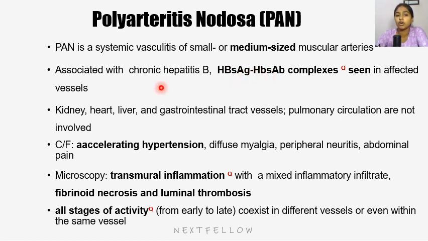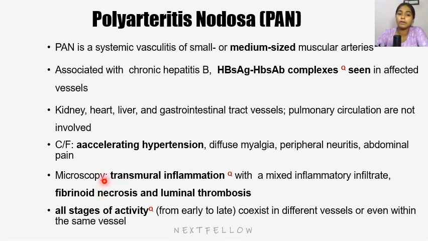So the vessels which are commonly affected are kidney, heart, liver as well as gastrointestinal tract blood vessels. However, pulmonary circulation is not commonly involved in PAN. So the patient will present with accelerating hypertension due to the involvement of the renal blood vessels, and diffuse myalgia, peripheral neuritis and abdominal pain.